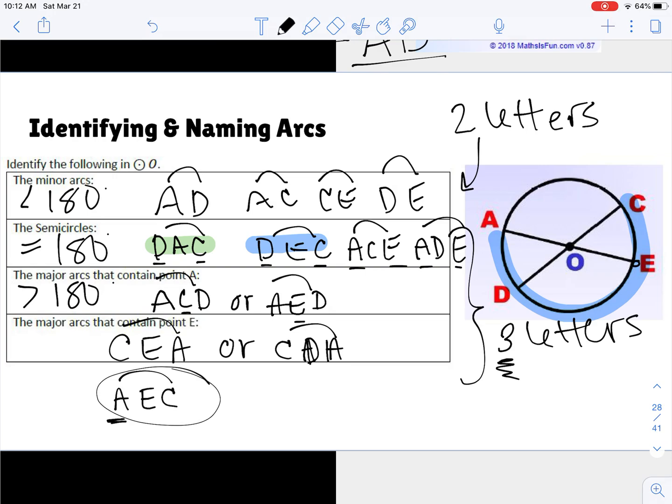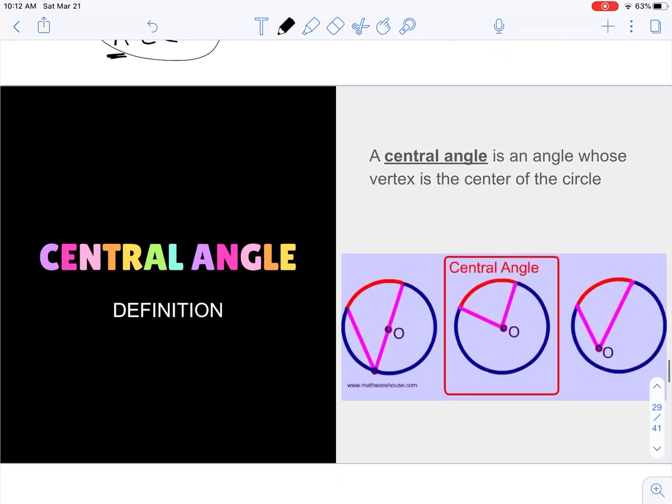Okay, so long story short, a minor arc is less than a semicircle, it's smaller than half a circle, it's less than 180 degrees. A semicircle is equal to 180 degrees, and a major arc is greater than 180 degrees.